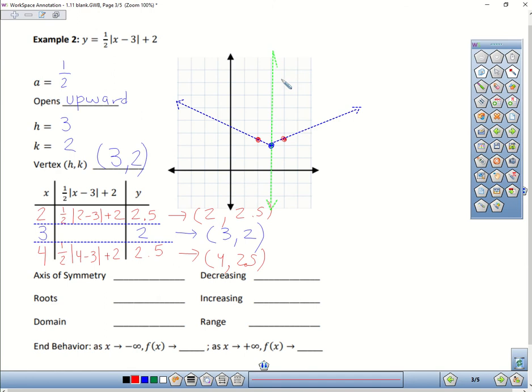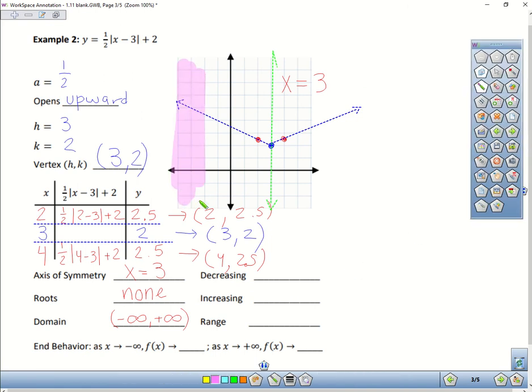So what's my axis of symmetry here? X equals 3. Do I have any roots? No roots. My domain is always all real numbers. Now we're going to look at our decrease. So it's actually going to change around this time. So I have 2 sides of my graph. And now this time, the pink is actually the decreasing part, right? And the yellow is the increase.